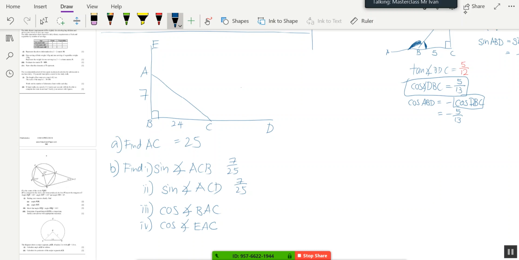Jerome, what's your answer for part 3? 7/25 also. Part 4? Same. Cosine, is it positive or negative? Negative. Okay, so sine positive, cosine negative. Yes, don't forget.